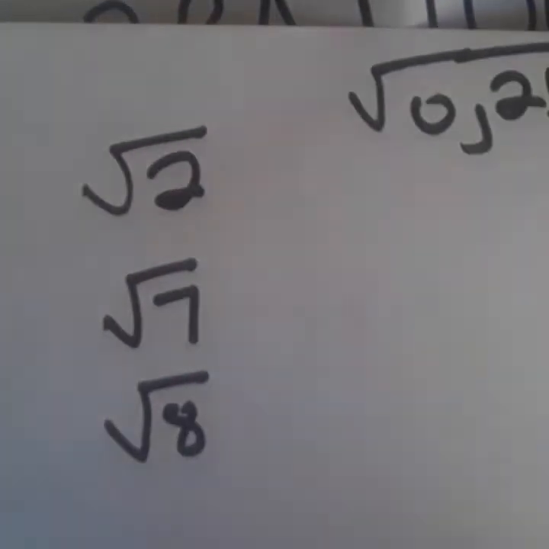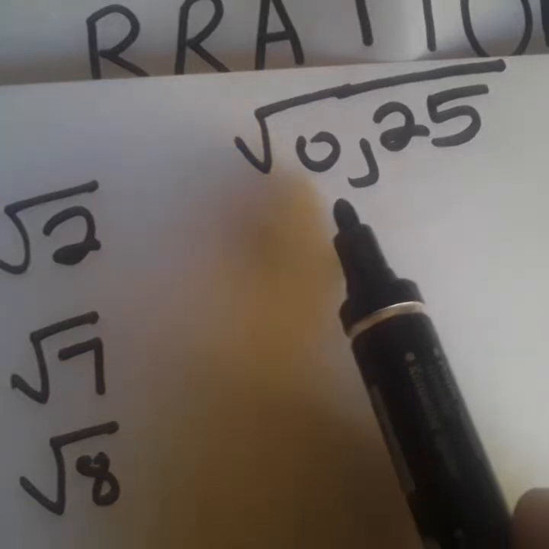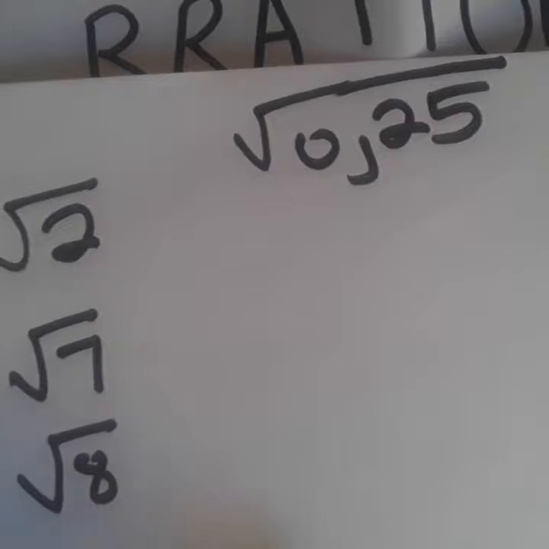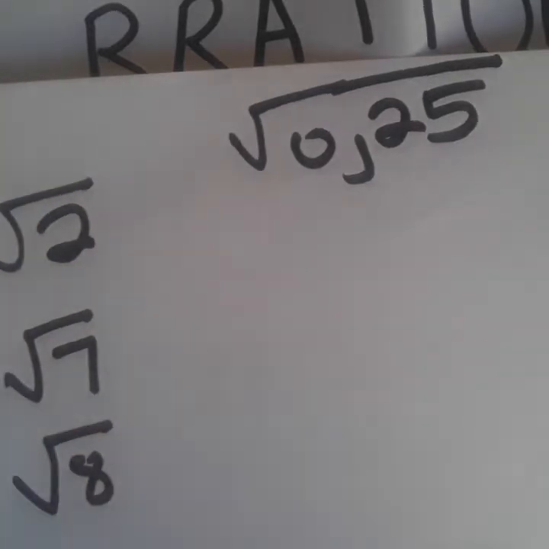Okay, we're gonna do a few examples like the square root of 0.25, 0.2, 0.7, 0.8. We're gonna punch them on the calculator and then we will discuss and check how to determine if a number is an irrational number or a rational number. Okay, let's check.